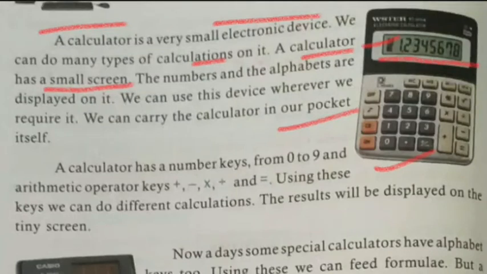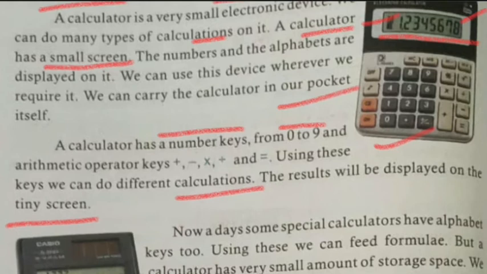Now, a calculator has number keys, like 0 to 9, and arithmetic operator keys like addition, subtraction, multiplication, division. Even the root sign is there. Using these keys we can do different calculations, isn't it? The results will be displayed on the tiny screen, this very small screen.